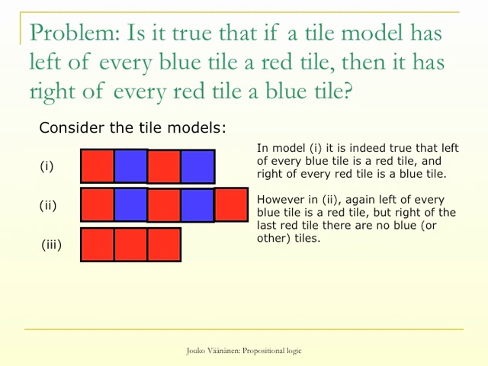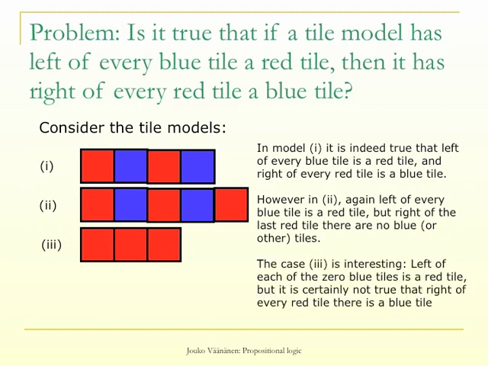However, in the second tile model, again left of every blue tile is a red tile, but right of the last red tile there are no blue or other tiles. The third tile model is interesting. Left of each of the 0 blue tiles is a red tile, but it is certainly not true that right of every red tile there is a blue tile. So the answer to the question is no.